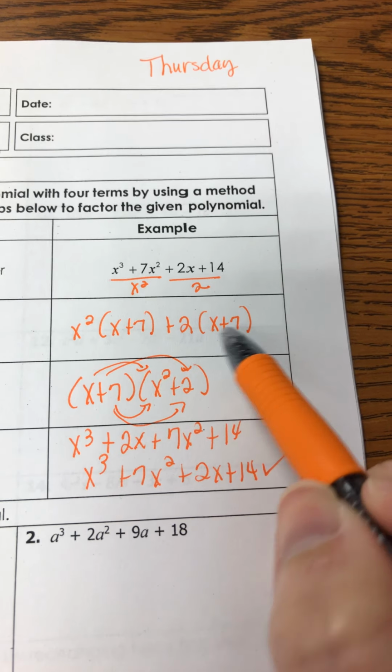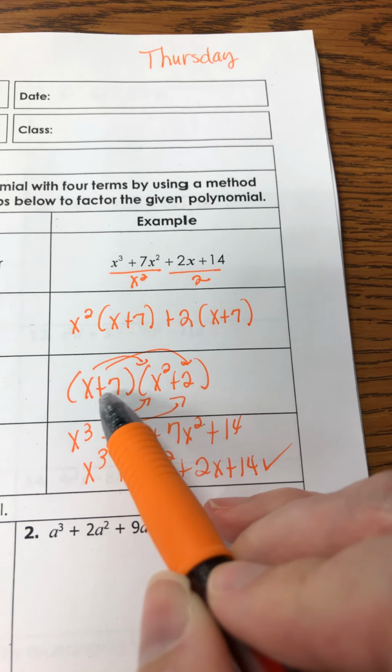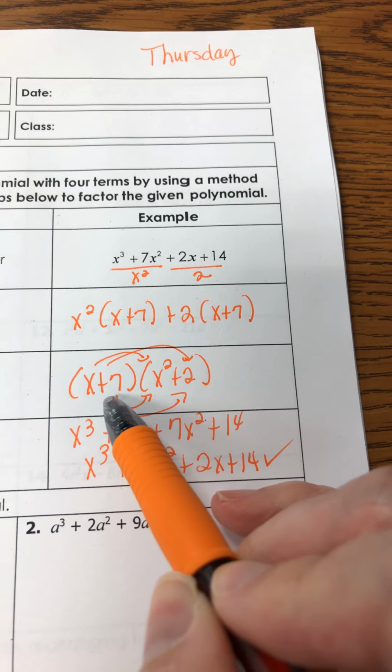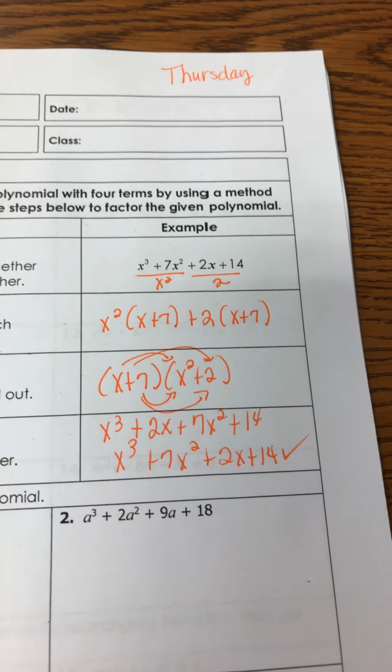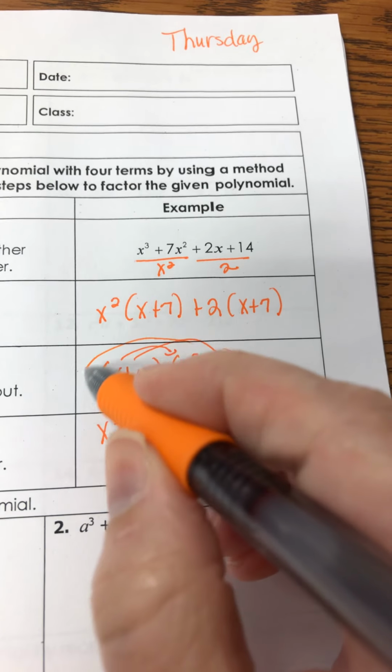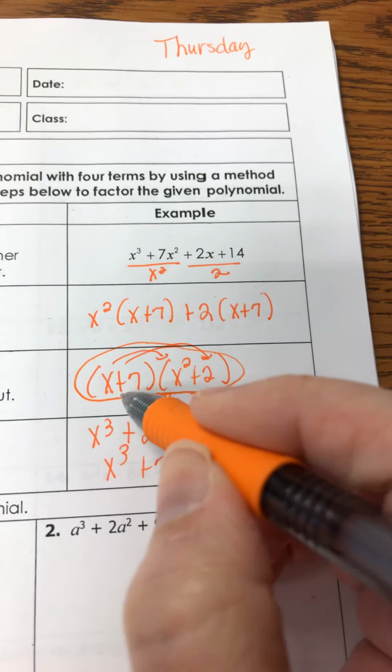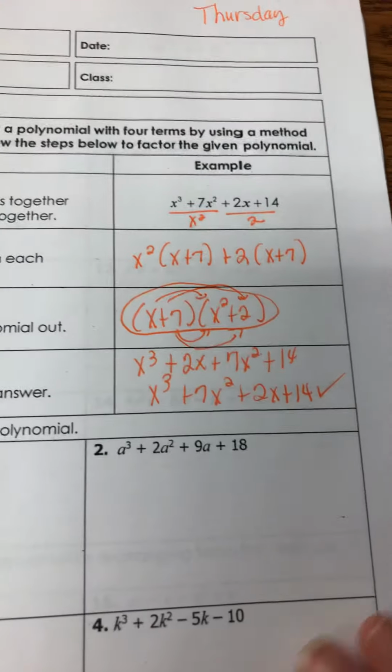Since your parentheses match, factor out that matching parenthesis to get x plus 7. Take your 2 GCFs and put them in your other parenthesis. And this right here is your solution: x plus 7 times x squared plus 2.